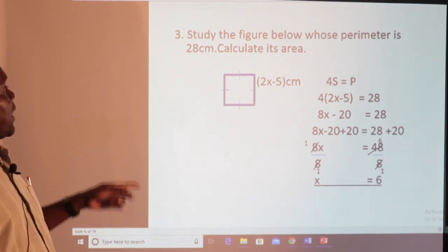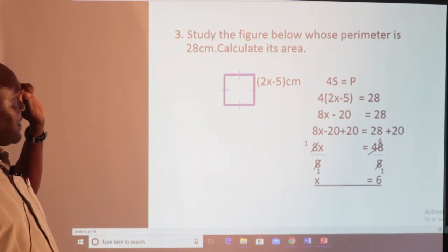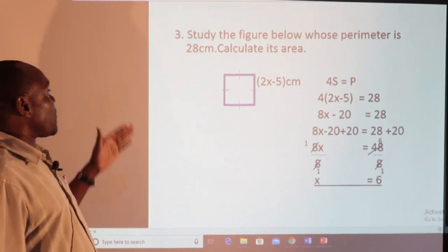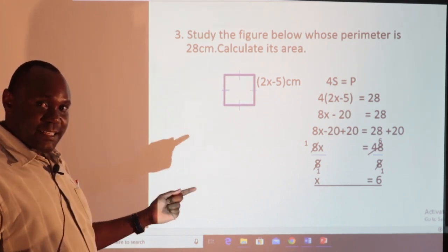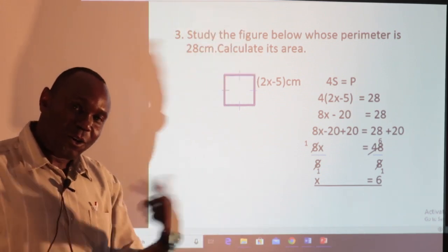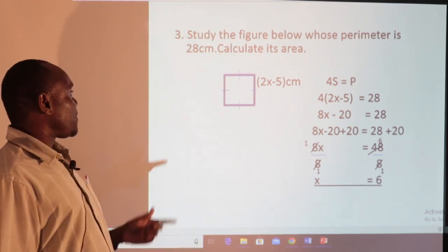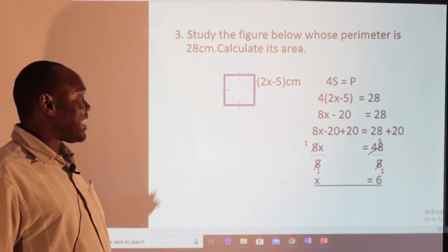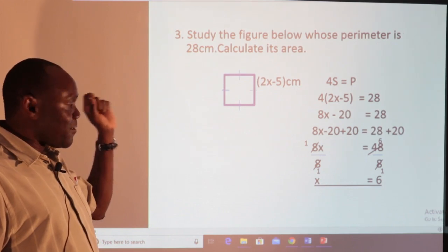Then we have not yet answered the question. That's why I encourage you children that whenever you get what you call your answer, go back and read the question. It will remind you whether to continue or to stop there. So our question says calculate its area. So 6 is not the area. 6 is the value of x.